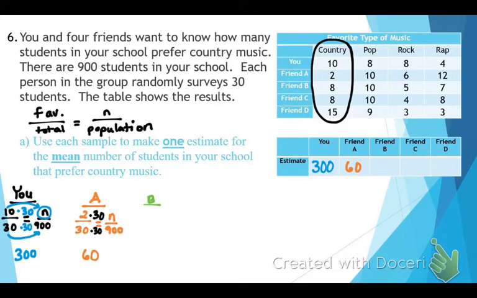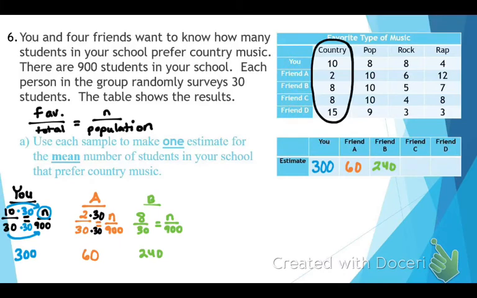So how many did friend B like country? Okay, so 8 out of 30 equals n over the population. You know the missing link, and once again, you're multiplying the top by 30, and he told us he figured out the answer was 240 students.